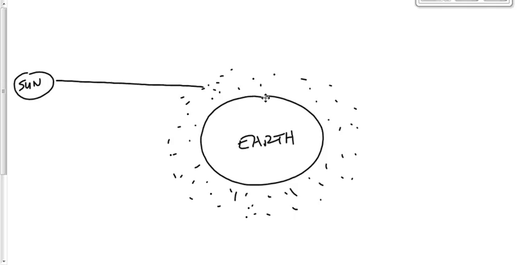It's going to refract. But because it's white light and not just one color, the Earth's atmosphere will have a slightly different index of refraction for each different color, which means each different color is going to bend a different amount. Which one's going to bend the least?